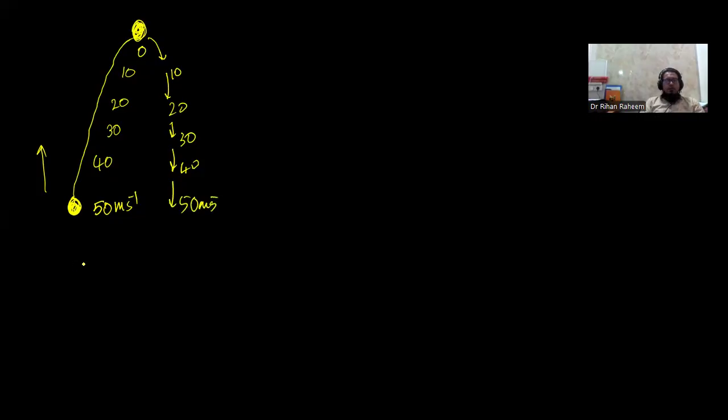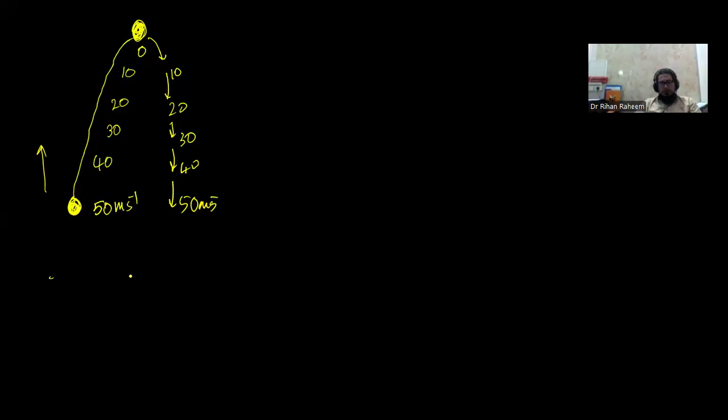So remember, when you throw something up with a velocity, it goes up, reaches 0 velocity, and comes back. When I throw like this and it comes back to my hand, it will come with the same speed. So if it goes up with 50, it will come down to my hand at that same location with 50 m s^-1.